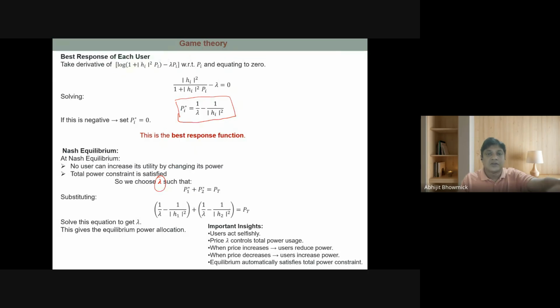To maximize each user's utility, it may be data rate or energy efficiency, whatever. So what are the important insights in game theory? Users act selfishly. Price lambda controls the total power usage. When price increases, users reduce power. When price decreases, users increase power. Equilibrium automatically satisfies the power constraint. These are basically the takeaways from game theory.